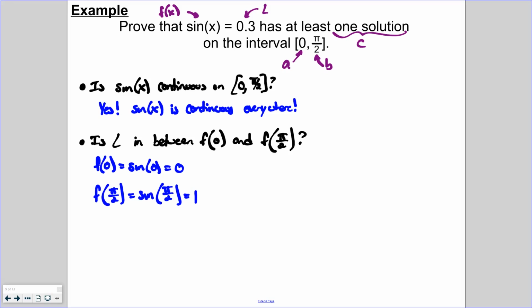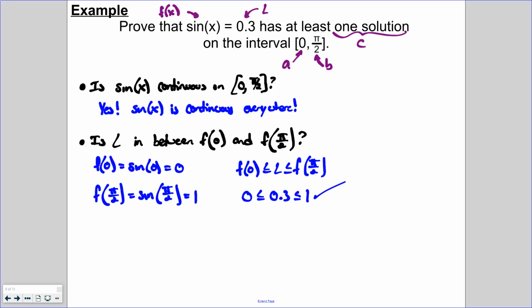All right, so now we just need to set up our inequality and see if it's true. Is L in between f of 0 and f of pi over 2? Well, we just found out that f of 0 is 0. We know that L is 0.3, and we know that f of pi over 2 is 1. So now we need to ask ourselves, is 0.3 in between 0 and 1? And you better believe it is. So condition 2 is satisfied.